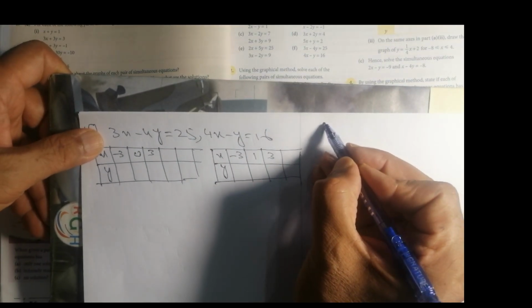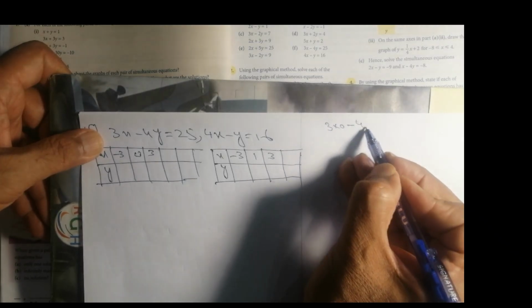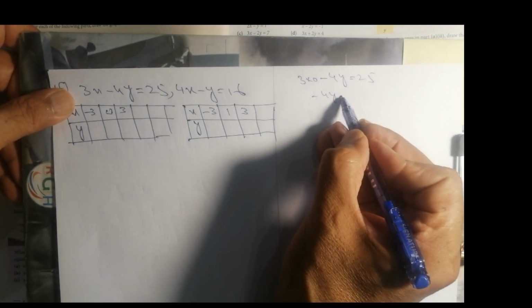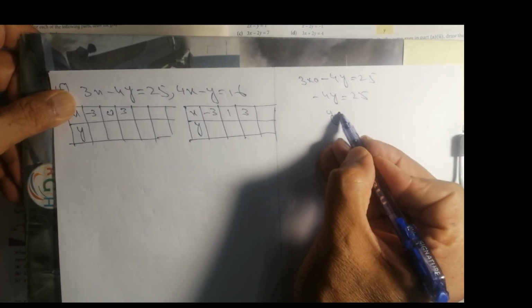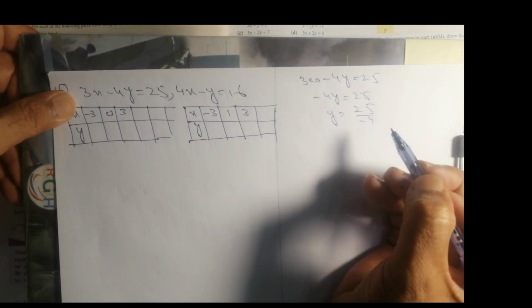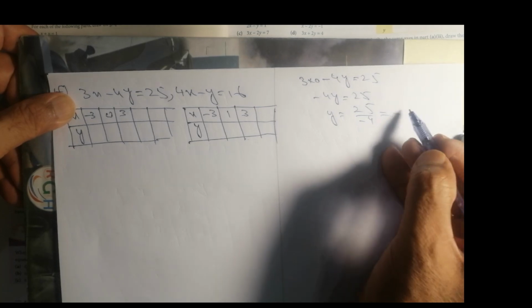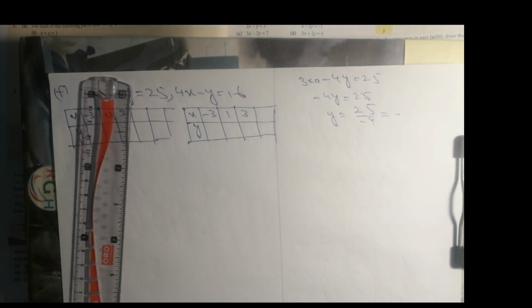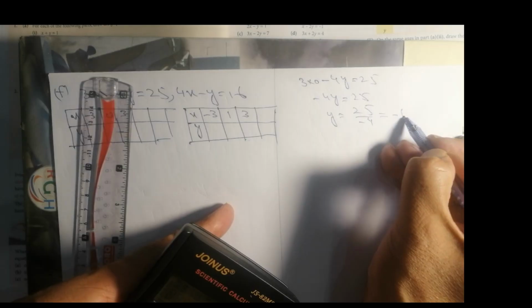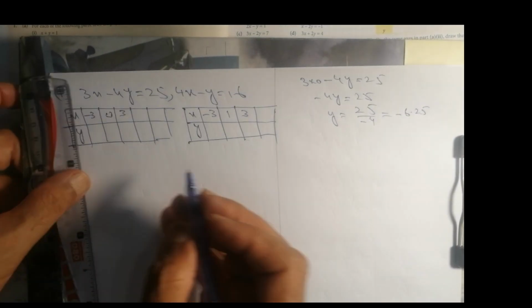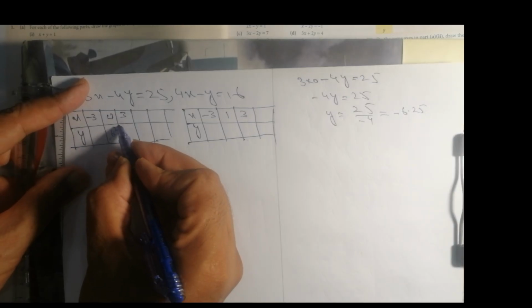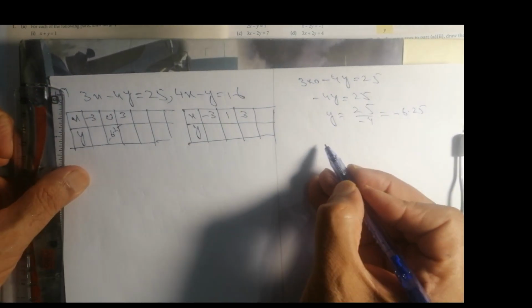that means 3 into 0 minus 4y equal to 25, so y equal to 25 over minus 4, and this will be minus 25 divided by 4, that is equal to minus 6.25. So for 0, it is minus 6.25.